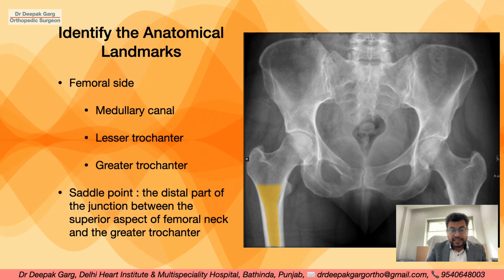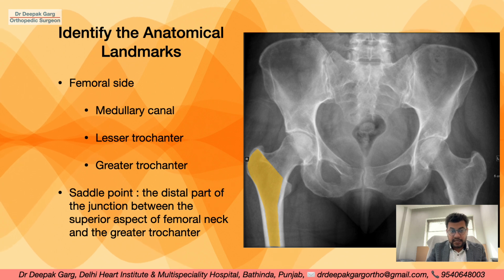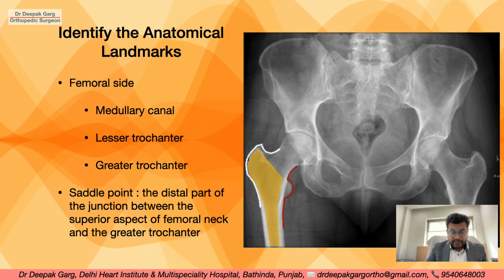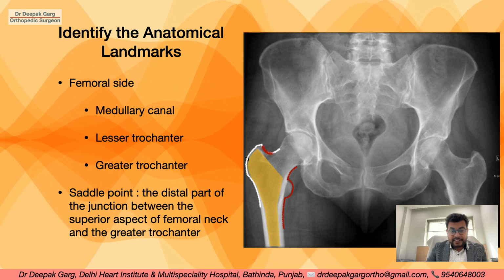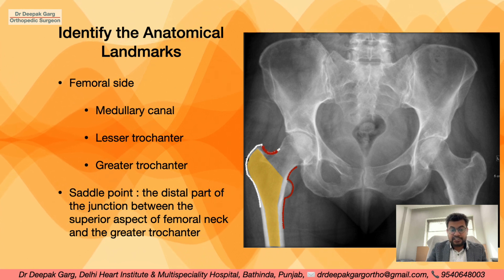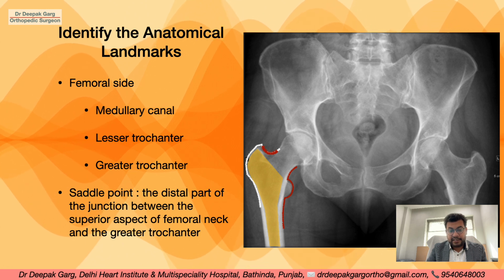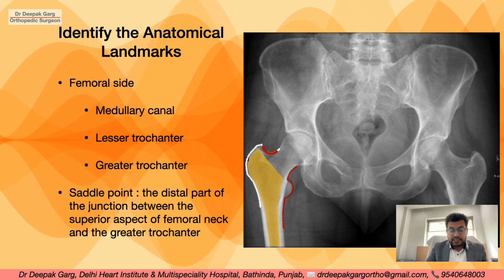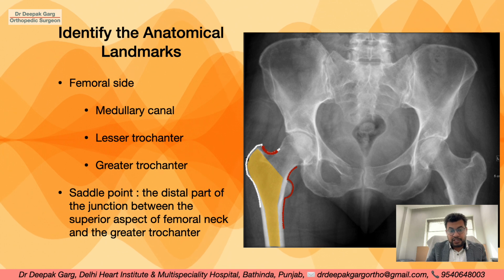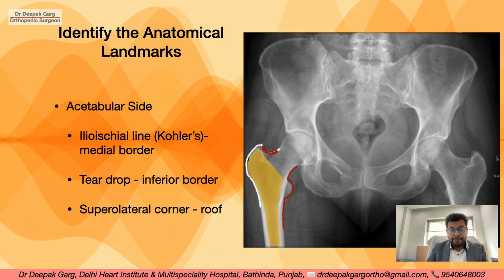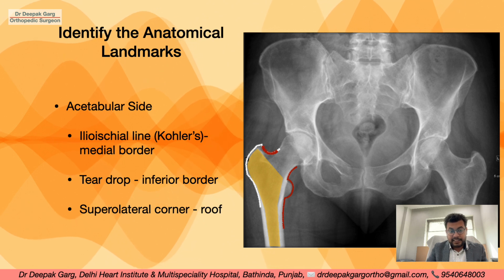For the femoral side, identify the medullary canal, the lesser trochanter, the greater trochanter, and then the saddle point. The saddle point is the distal part of the junction between the superior aspect of the femoral neck and the greater trochanter. Once these are done on the femoral side, then we identify the same surgical landmarks on the acetabular side.